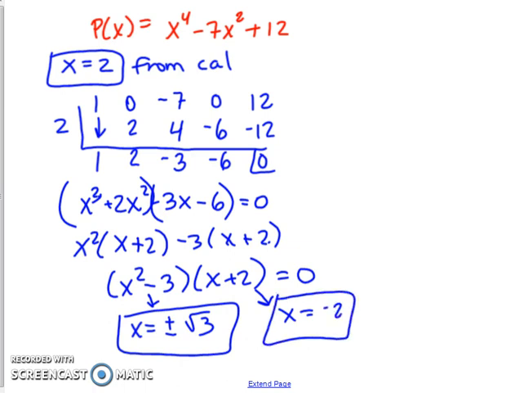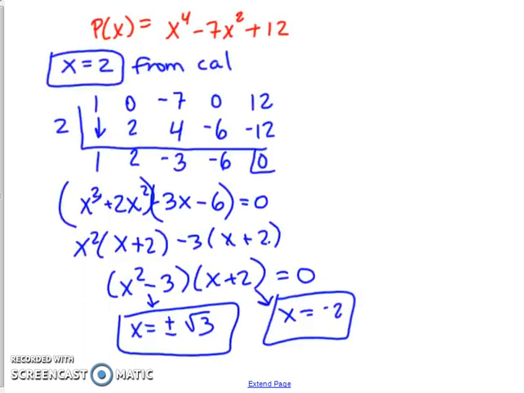Okay, so now we have our 4 answers. We have 2 from the calculator, then we have -2, and then plus or minus radical 3. So let's start keeping track. So we have our y-intercept, a 0, and then our constant term. So our constant term was 12.